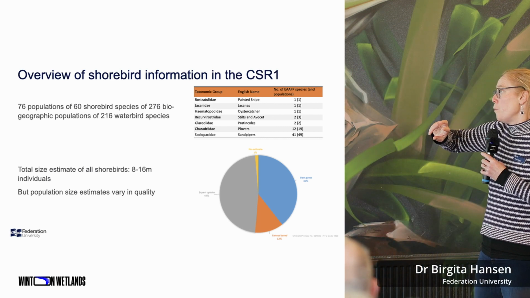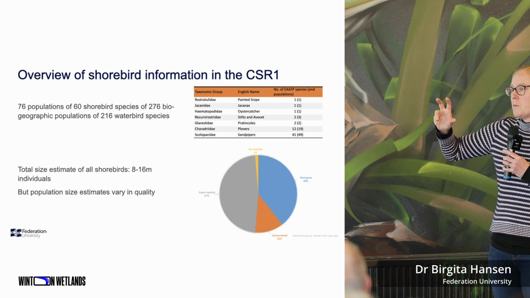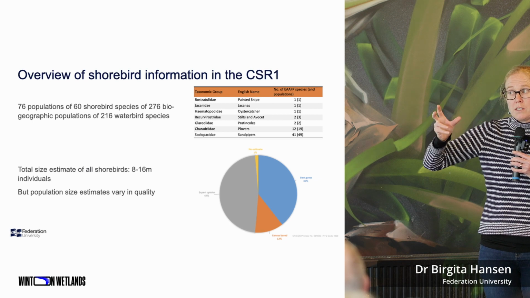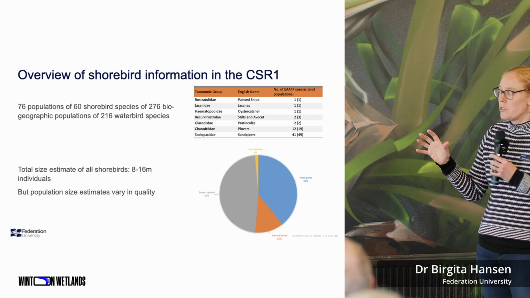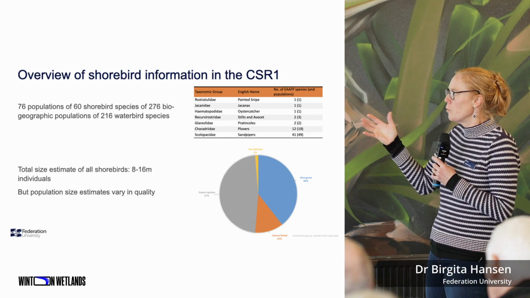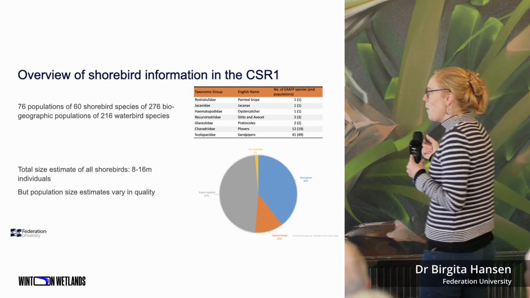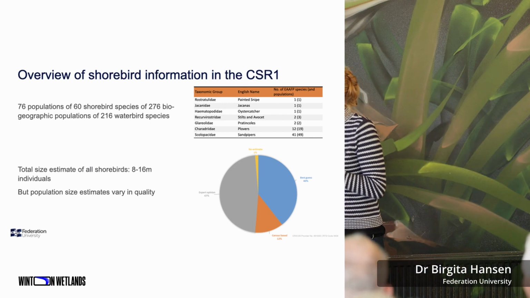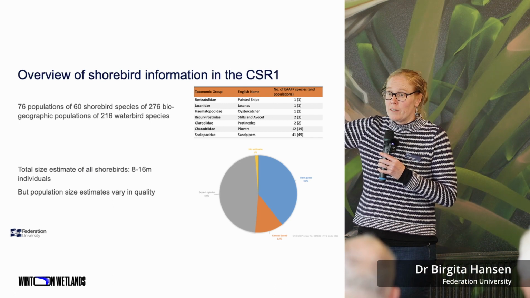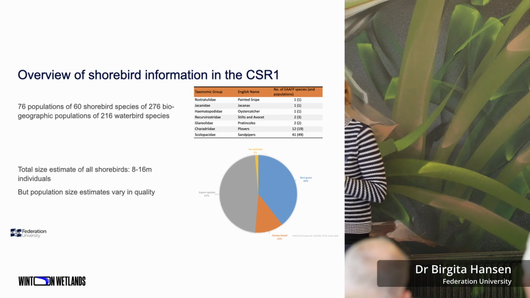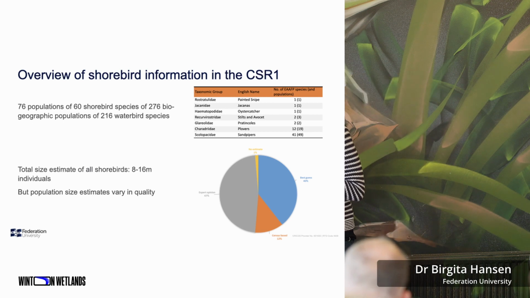So the way Waterbird Population Estimates does their estimation is usually to provide a range. So they've got a range of a total population size of 8 to 16 million. It's a pretty big range. But this is the reason why, because the population estimates vary greatly in quality. So we've really only got a very small number, and it says 12% are based on census information.